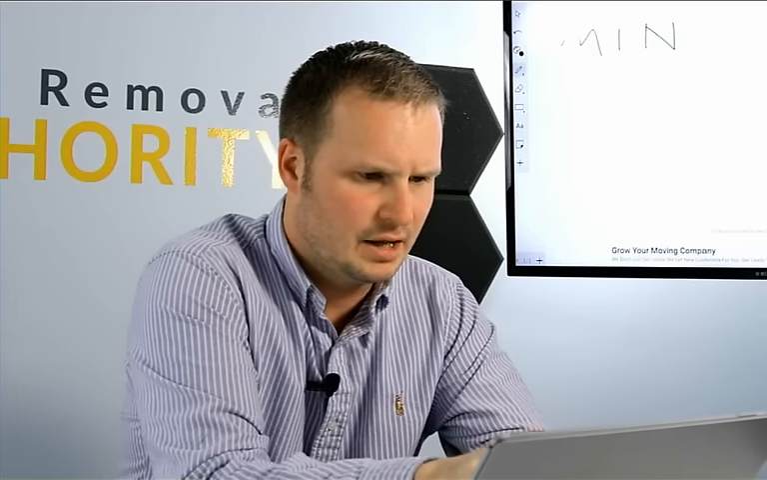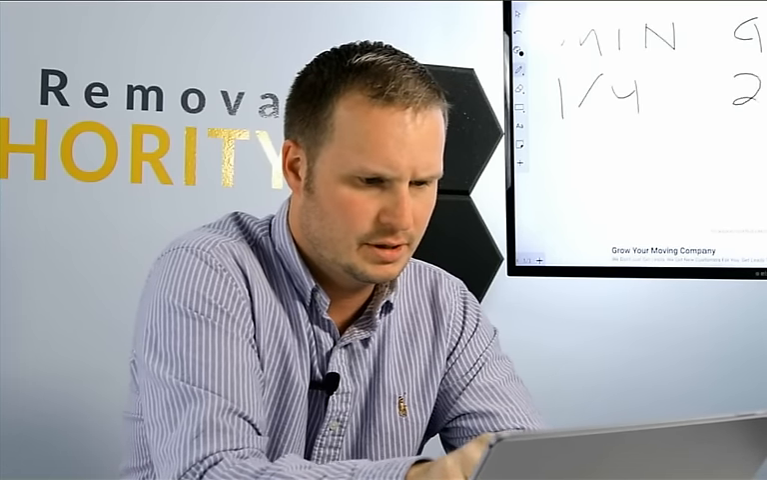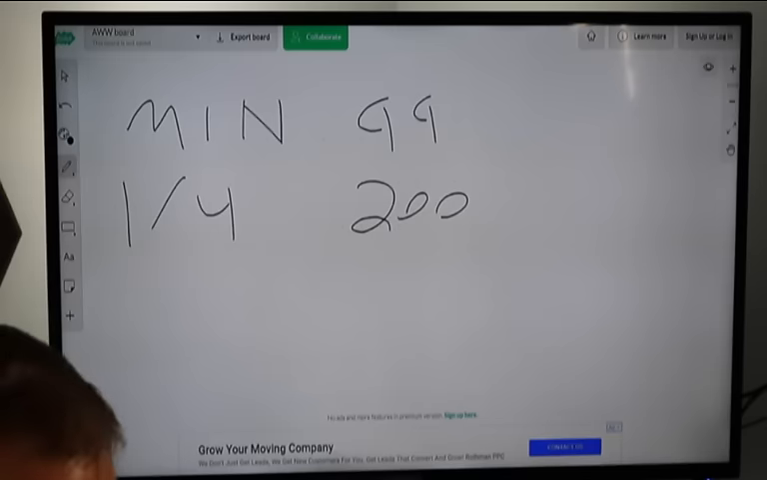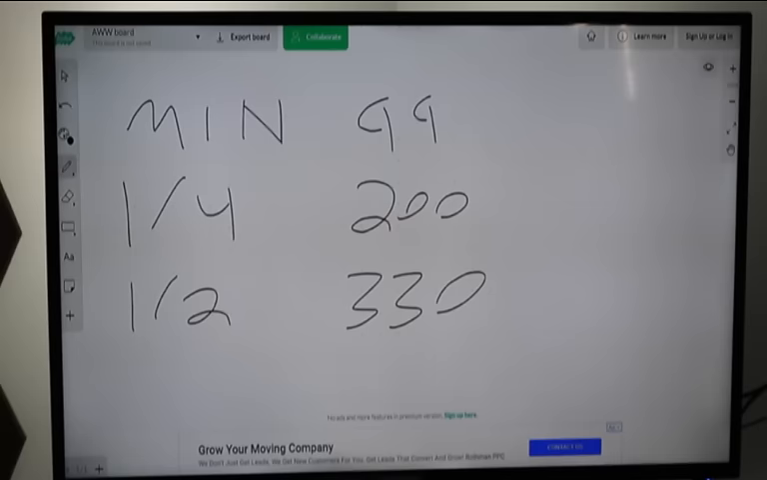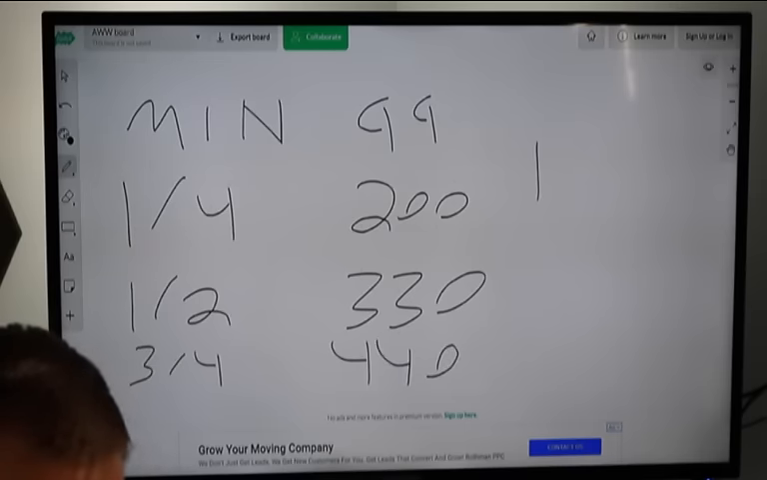Okay, so again, for Kiff's Landscaping, I recommend a minimum of $99. I recommend a quarter load of 200. I recommend a 1/2 load of 330. I didn't do a 3/4 load. It's going to be something like 0.9 times 495, something like 440 for a 3/4. And then the full load rate comes in at 495.